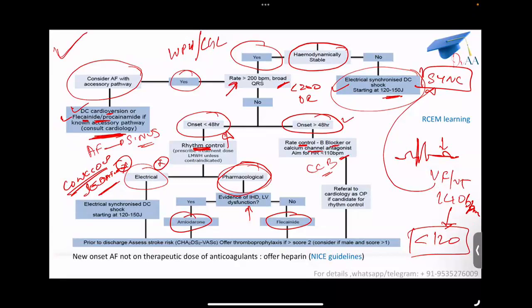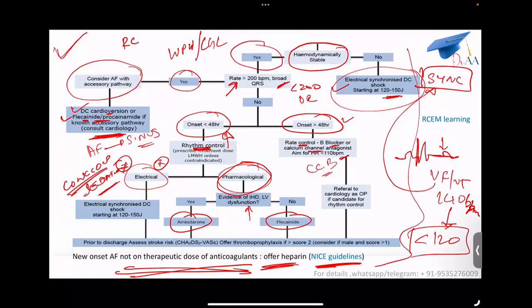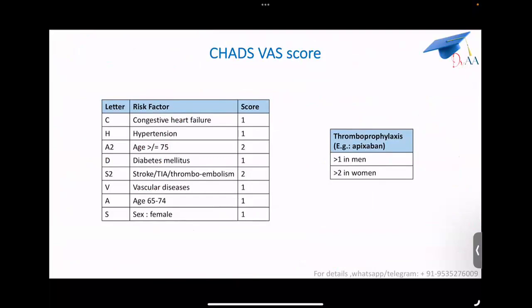What about new onset AF, not on a therapeutic dose of anticoagulants? New onset of AF, he was never known to have AF at all. Then offer heparin. This is given in the NICE guidelines. Okay, offer heparin. This is given in RCM learning as well as in NICE guidelines. Everything is very important from an exam point of view and a practical point of view.